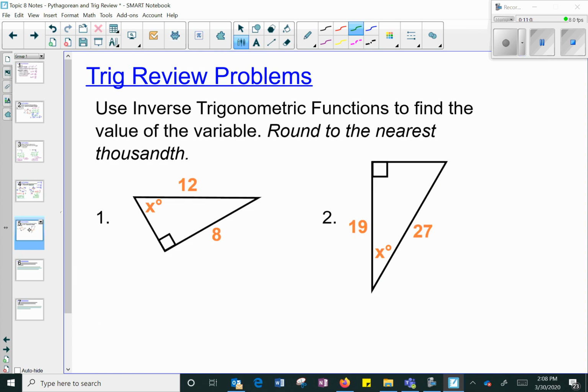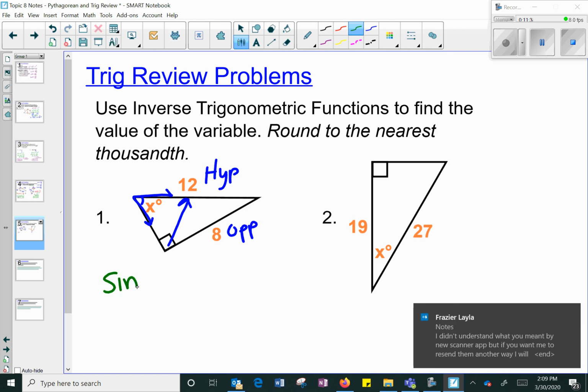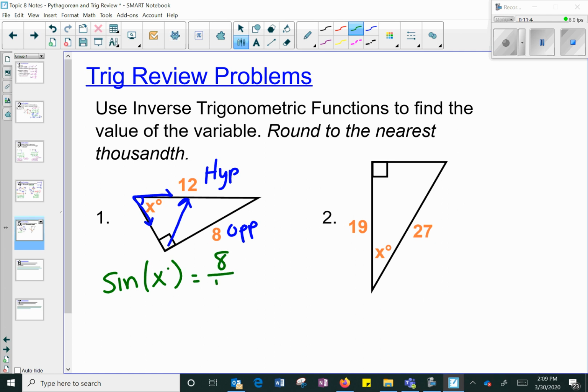We can also use our trig functions to find the value of an angle, where x is now located inside the triangle. The process is still the same. We find our reference angle. So this would be our reference angle. Label our sides. The 8 is located across from x, so this is opposite. The 12 is located across from the 90-degree angle, so this is our hypotenuse. If you look back at your functions, opposite and hypotenuse is, ding ding ding, that is your sine function. So you'll have sine of x is equal to 8 over 12.